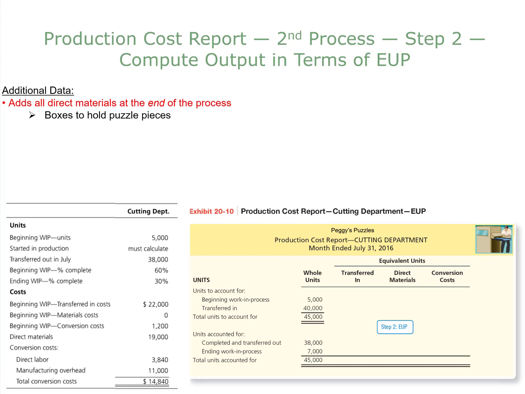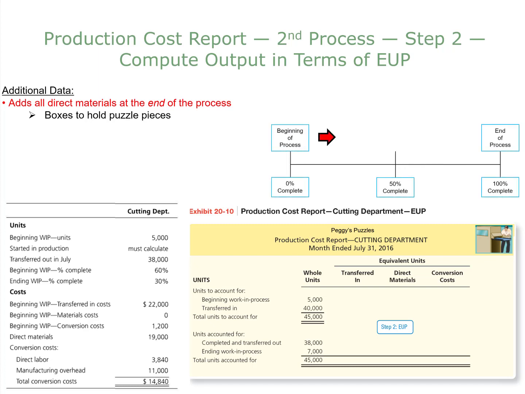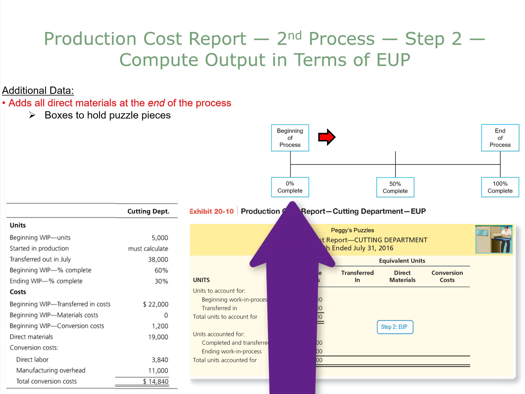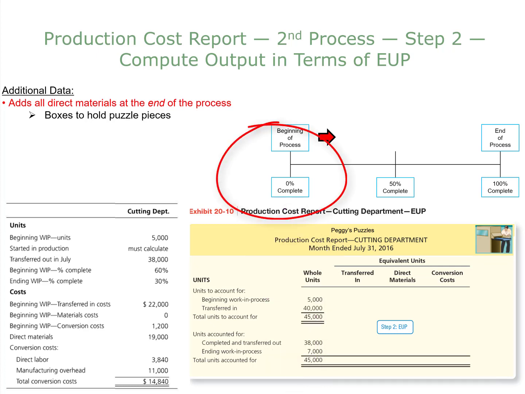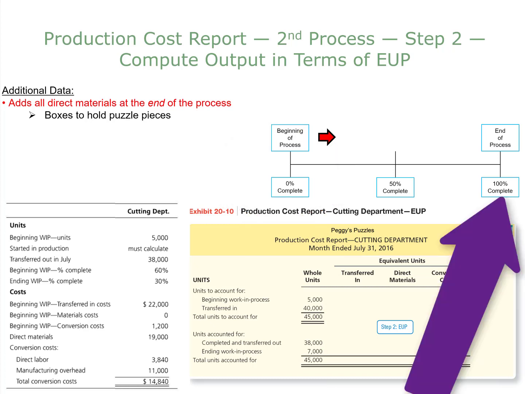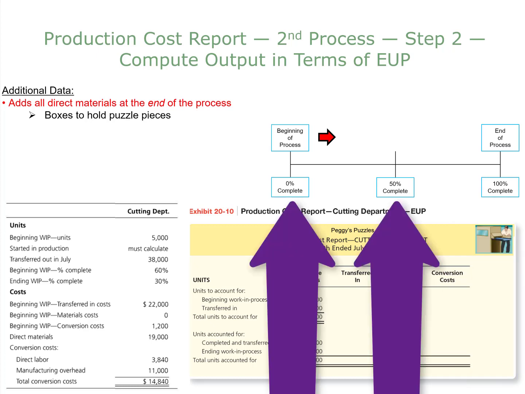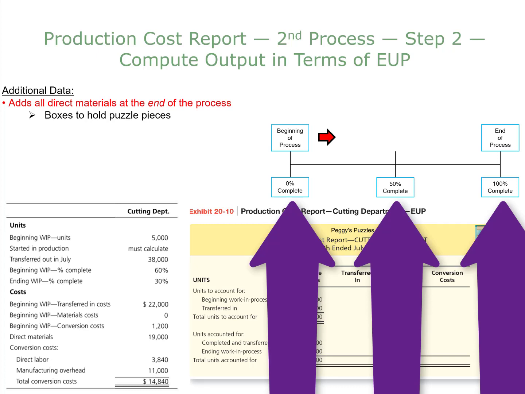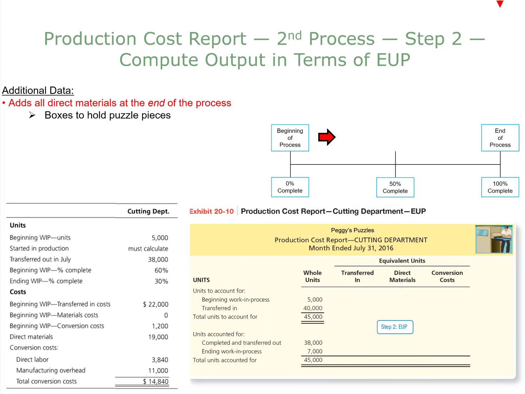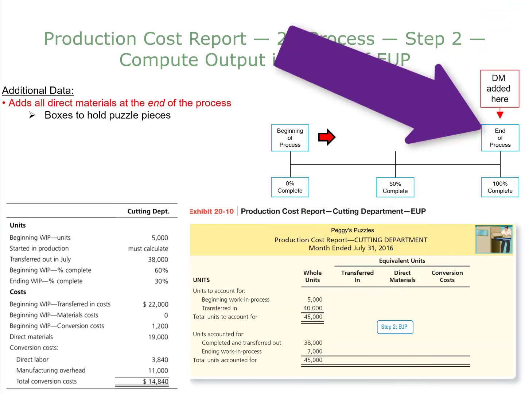To help us visualize this, let's look at a timeline of the process. You can also think of this as a conveyor belt that runs from left to right. Puzzles start at the far left, where they are 0% complete for this process. They move through the timeline from left to right, and when they get to the right they are 100% complete for the process. Some processes add the direct materials at the beginning, some add it at the middle, some add it at the end, or some even add them evenly throughout the process. The cutting department for this company adds the direct materials at the very end of the process, which is different from the assembly department, which added them at the beginning.